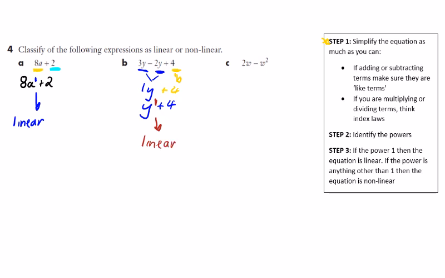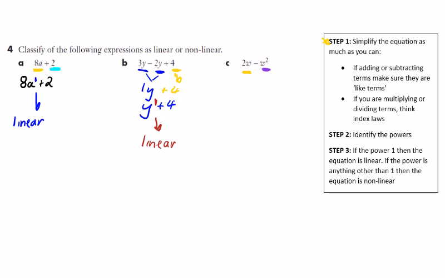Okay, let's take a look at C, following the same steps again. Simplify the equation as much as we can. Again, we are taking away two terms, so we need to make sure that we're collecting like terms. Let's take a look at 2w, and our other term is w squared. These are not like terms because they have different powers, so we can't actually do anything with that. It is actually in its simplest form.